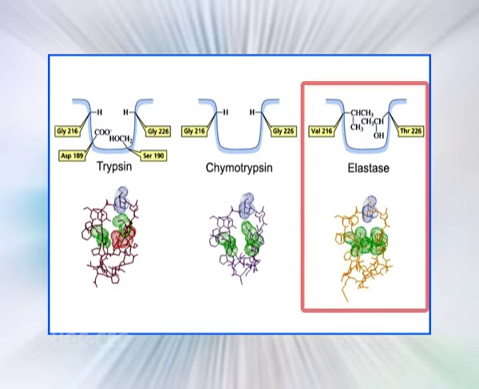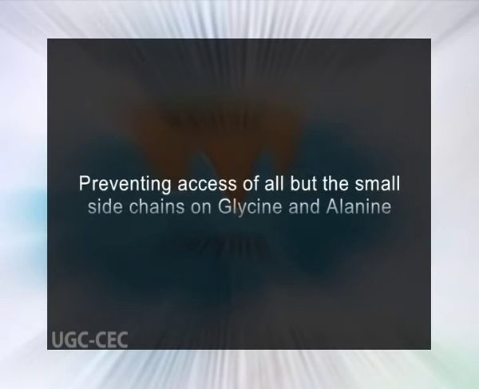In contrast, elastase has the relatively large uncharged amino acid side chains of valine and threonine protruding into its substrate binding site, preventing access of all but the small side chains on glycine and alanine.